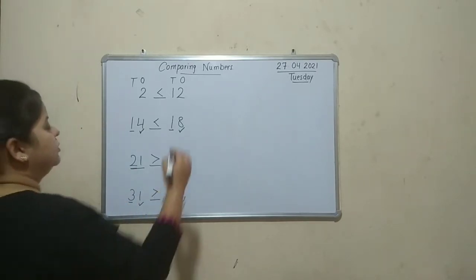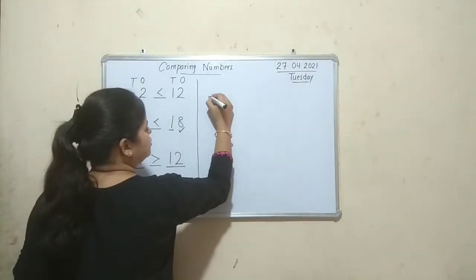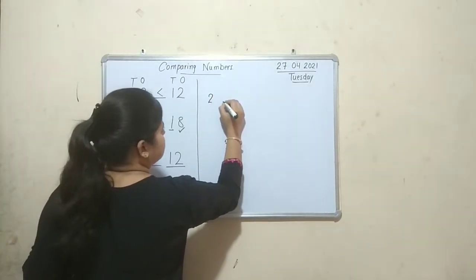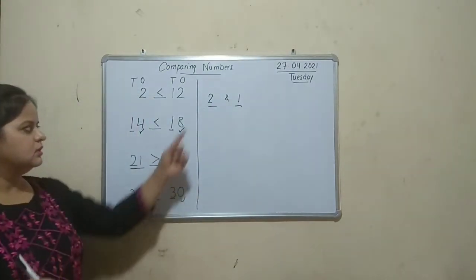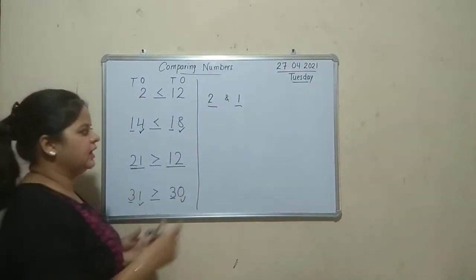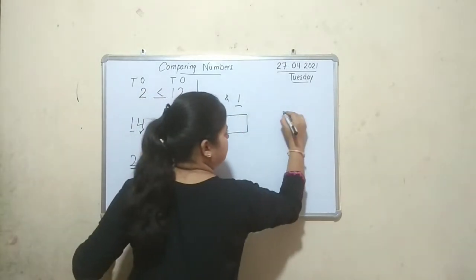Okay. Now look here. Ma'am will give you two digits 2 and 1. What digits do we have? 2 and 1. And we have to make two digit numbers.